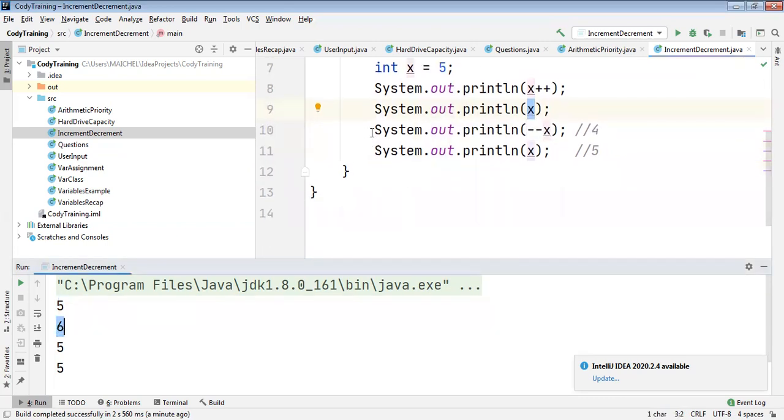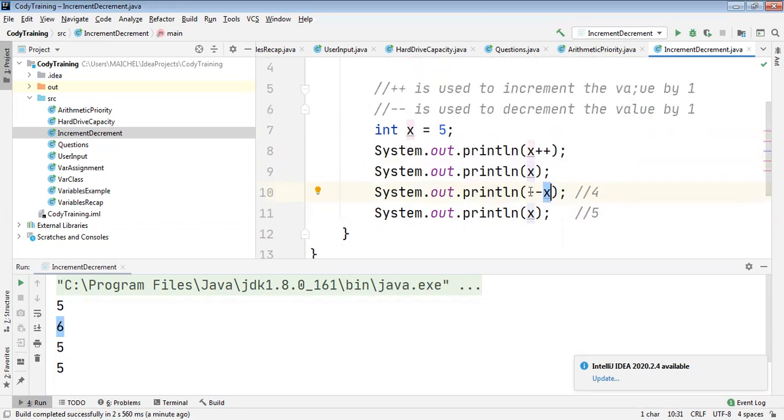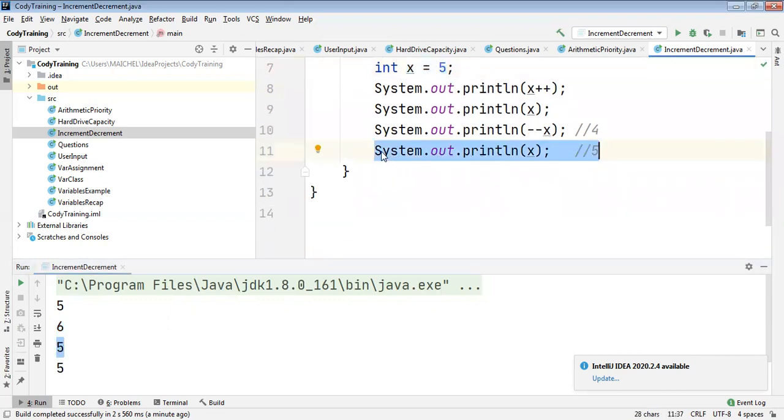Again, here we have to decrement x by 1, but this time the minus minus is before x. So we made the minus first in memory. We made 6 minus 1, so it's 5. So we decremented the value of x by 1. 6 minus 1 is 5, so we got 5 here. And again here we printed x, the same value of x, which is 5.